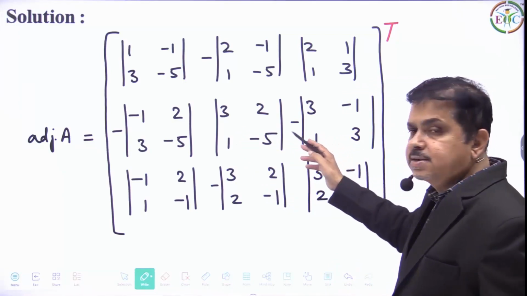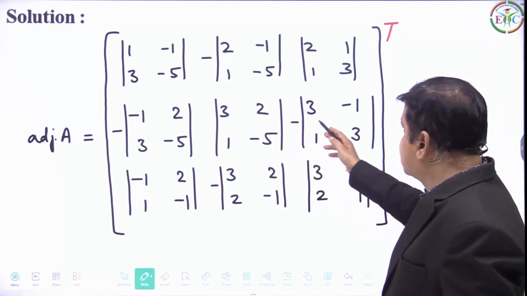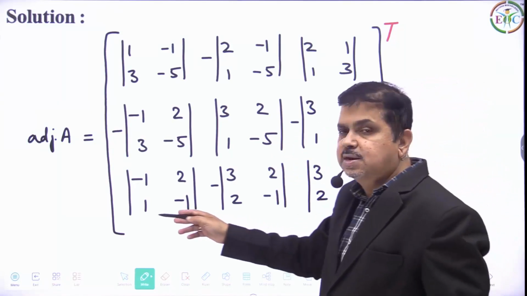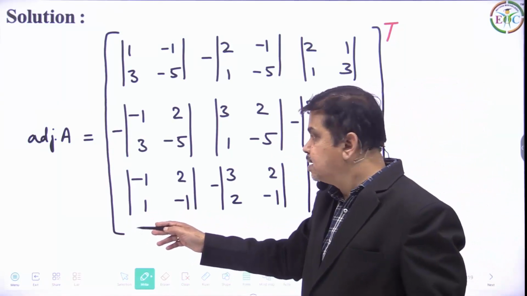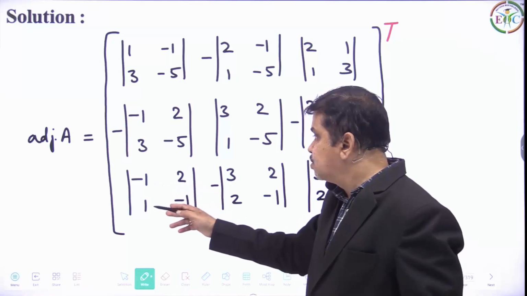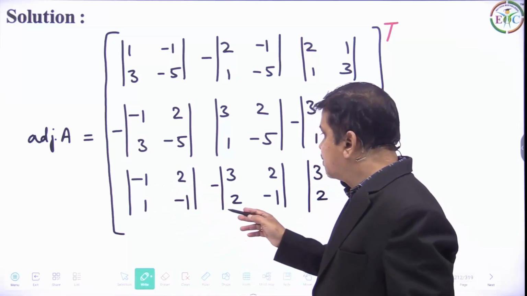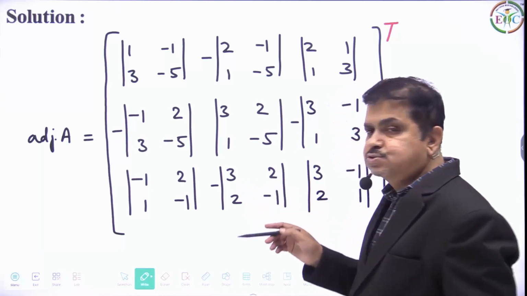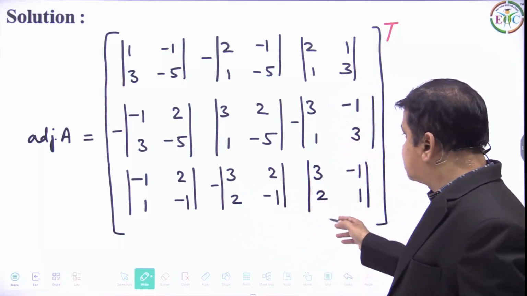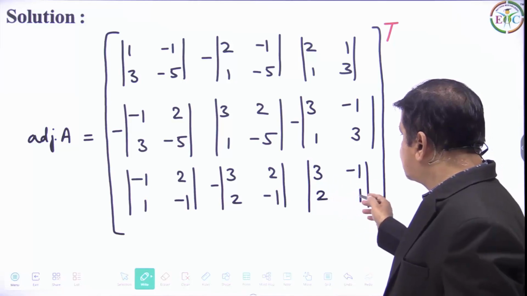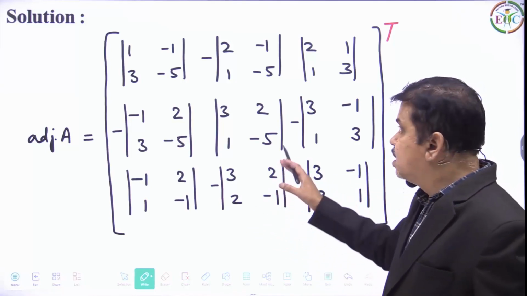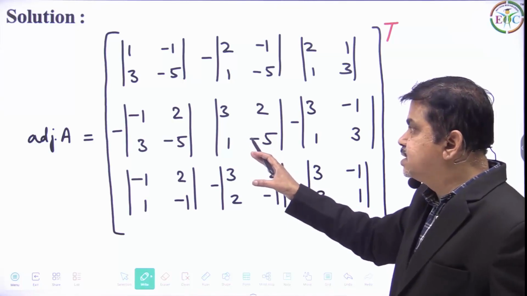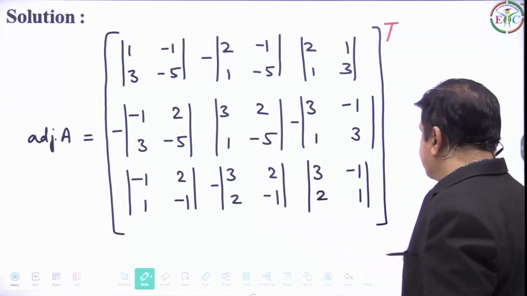Then the cofactor of A23 is minus of 3 minus 1 and 1 and 3, and the cofactor of A31 is minus 1, 2 and 1 minus 1, and the cofactor of A32 is minus of 3, 2, 2 minus 1, and the cofactor of A33 is 3 minus 1 and 2, 1. The values of these determinants will give you the cofactors of each of the elements of the matrix A.